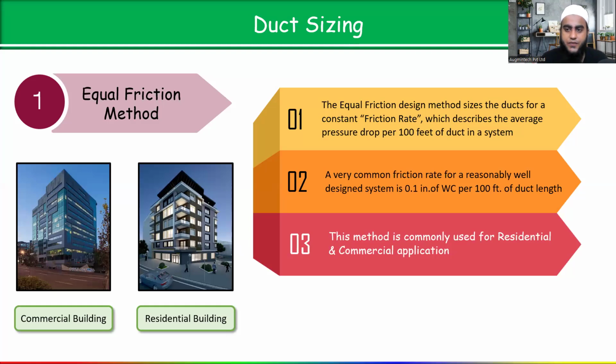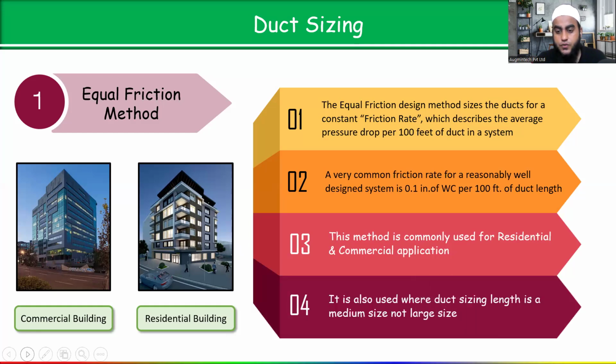So let's say in this type of building you have installed the duct and air handling unit and you want to distribute the conditioned air to multiple rooms. The method which we have to use for duct sizing is the equal friction method. Okay, so they have written it clearly here.